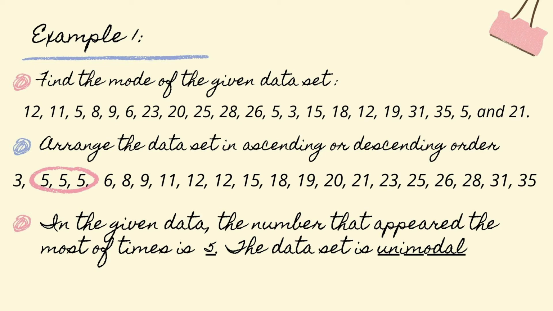A unimodal data set is one in which only one number appears most of the time. In this case, we have the number 5.